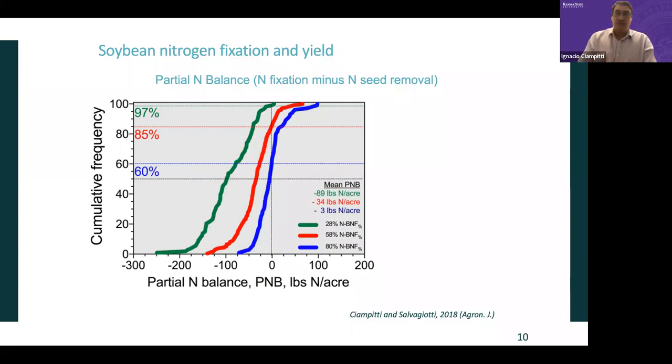So I will try to keep it simple. You will see here different lines. The lines are showing all the observations from many different studies, and there are 3 different groups. The blue line shows situations where we are fixing a lot of nitrogen. In many situations, those are sandy soils with low organic matter. And you will see that in that group, where we are fixing a lot of nitrogen, our balance in many situations, closer to 40%, tends to be positive, which means that soybean is helping to leave nitrogen in the system.